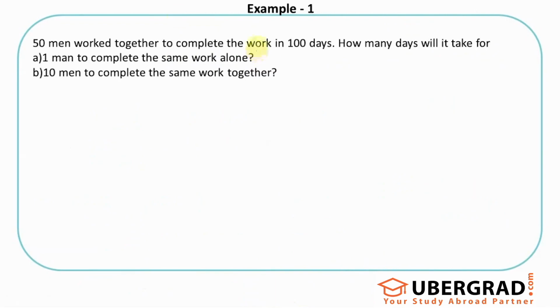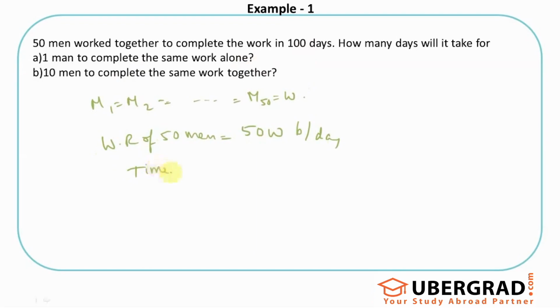Right, let's look at an example. 50 men work together to complete the work in 100 days. How many days will it take for one man to complete the same work alone? Let's assume all the men have the same work rate, that is W. So 50 men combined, what is the work rate of 50 men? W plus W for 50, that's basically 50 W bricks per day. How many days did they work? Time taken to complete the work is 100 days.